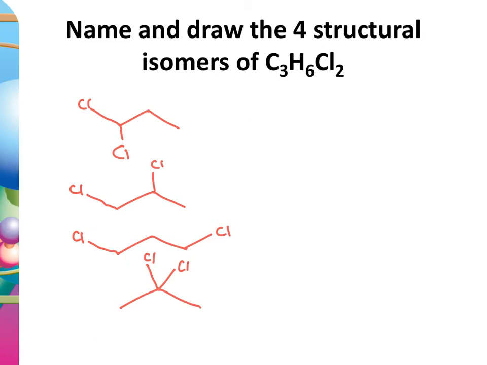So they are position isomers, because the functional group is the carbon halogen or the carbon chlorine. That makes them haloalkanes. And they are in different positions, which is why they're position isomers. They're not functional group isomers because we haven't changed the functional group, and they are not chain isomers because they are a 3-length chain in every example. Okay, so there are our 4.